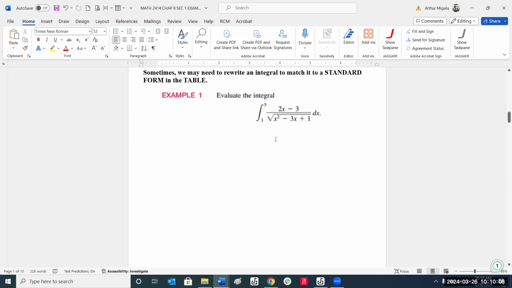The first one, evaluate this integral. Let me write it down on my piece of paper here. Example 1. Evaluate the integral from 3 to 5 of 2x minus 3 over the square root of x squared minus 3x plus 1 dx.